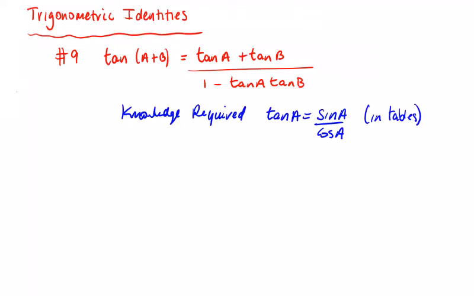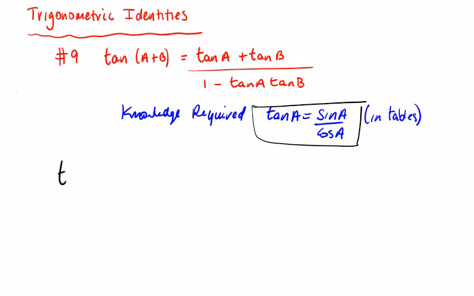Trigonometric identities number 9. Tan A plus B is equal to tan A plus tan B over 1 minus tan A tan B. Now, this is in the tables. Tan is equal to sine over cos. Tan A is equal to sine A over cos A. Tan B is equal to sine B over cos B. But you should remember this.